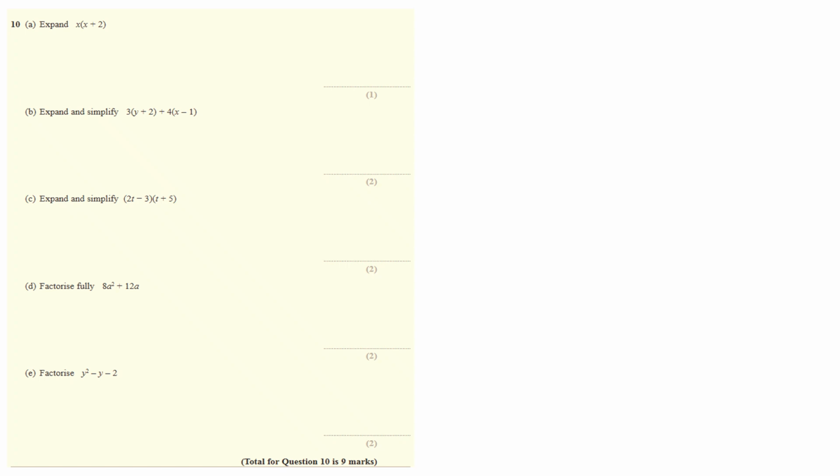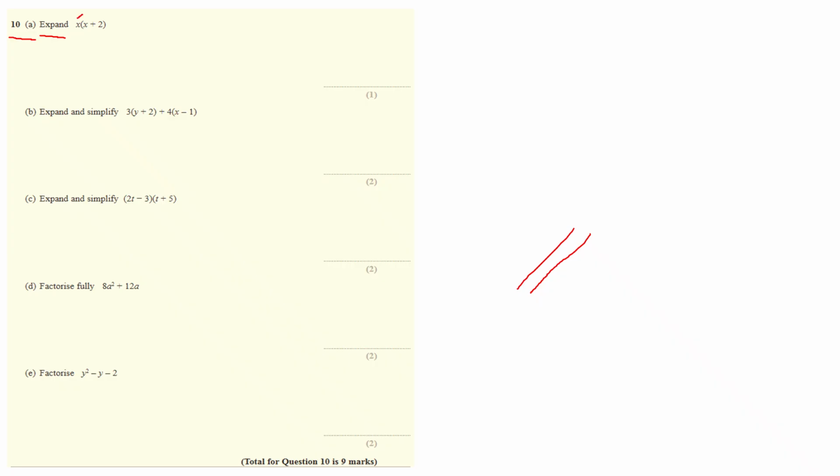Okay, folks, revising some algebra in both the higher and foundation tier papers from an Edexcel exam board, looking at question number 10. So 10a, expand x brackets x plus 2. So I'm expanding a single bracket.